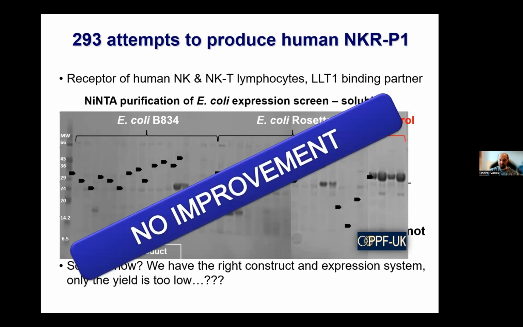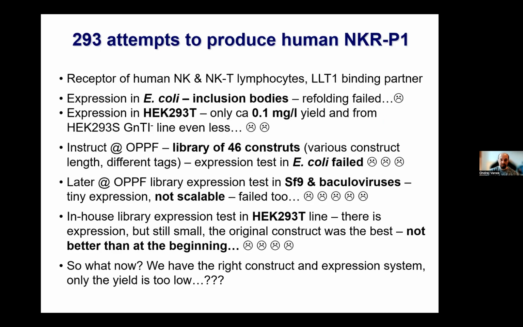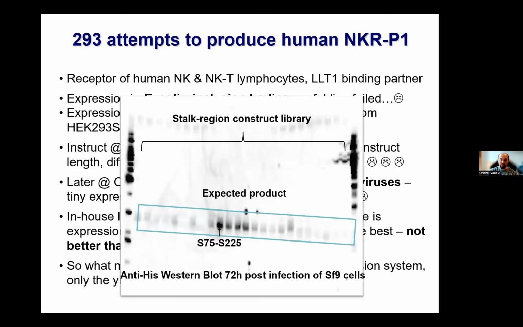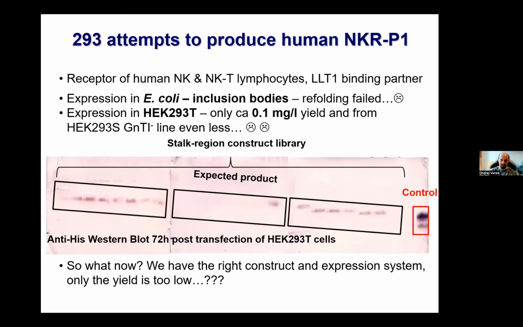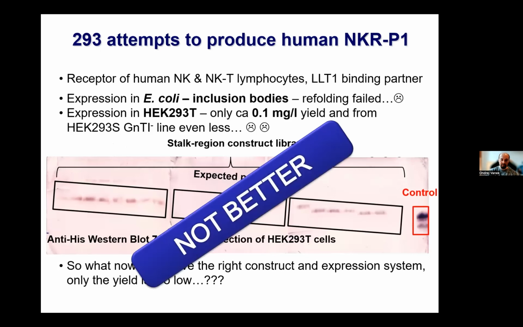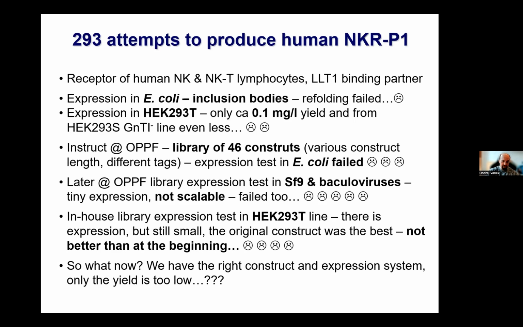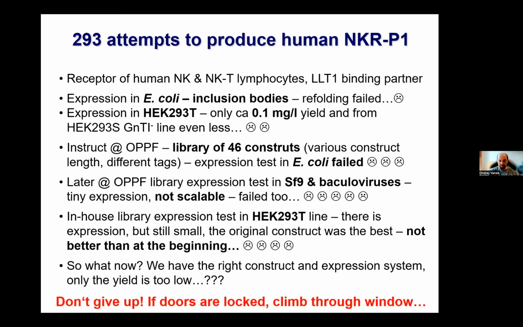In E. coli, we really were not able to obtain soluble protein. So the library was then recloned to vectors enabling insect cell production using baculoviruses, which was not scalable. Again, no success. Then the same library was screened in our hands in HEK cells, and we learned that the original construct was still the best one. So what now? We have the right construct and expression system, only the yield is too low. So we didn't give up.